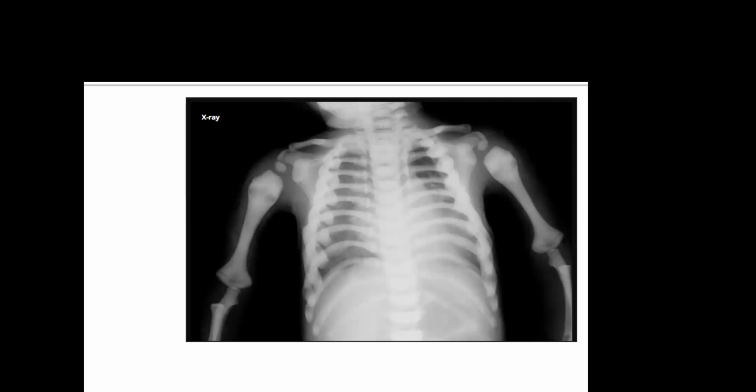They can present with anemia as well because the bone marrow is getting involved in these patients. The only treatment for osteopetrosis is to do a bone marrow transplant in these patients.